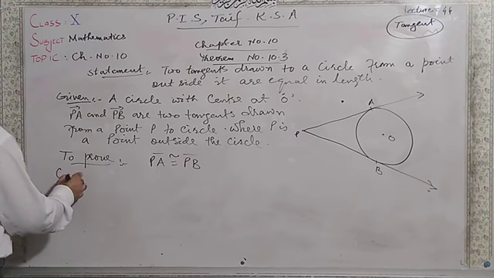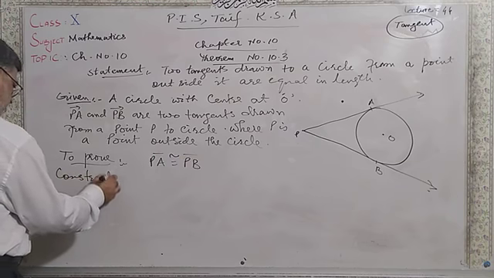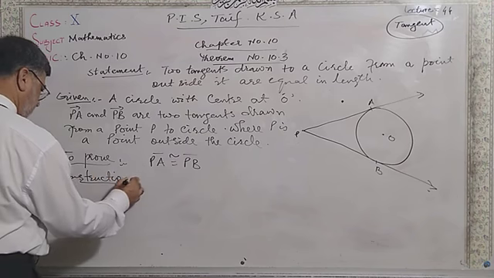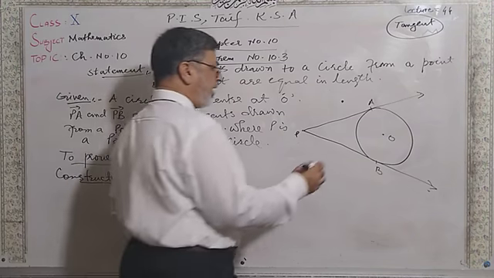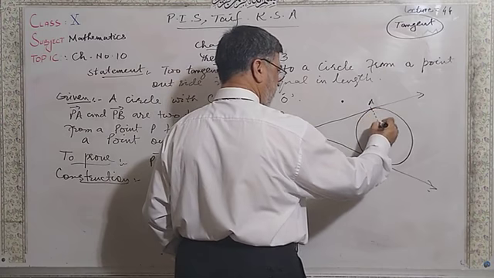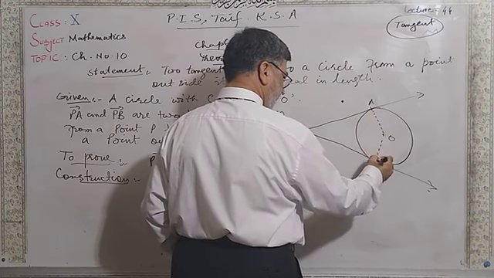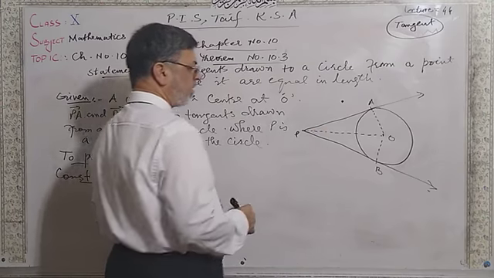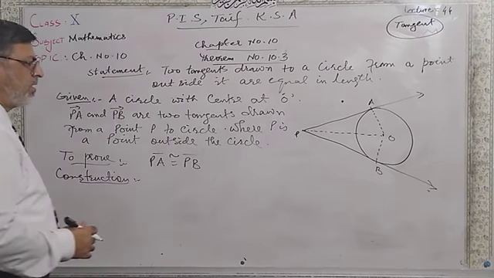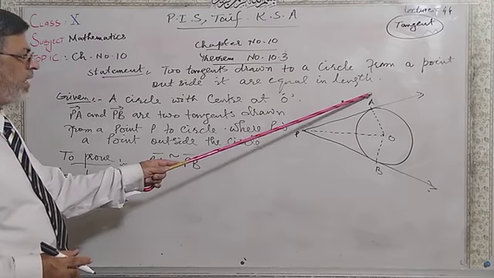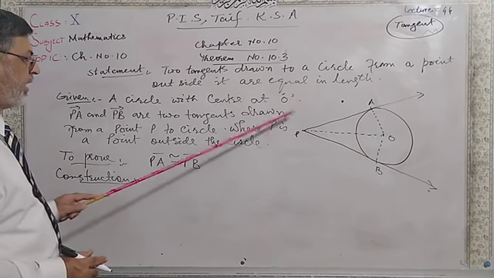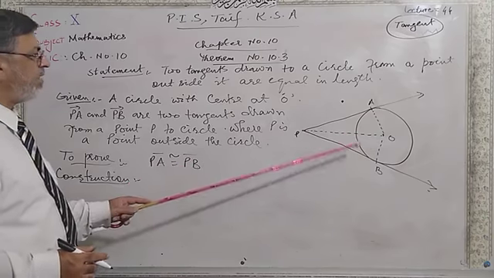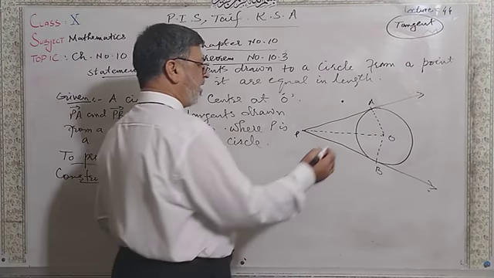Construction is: join O to A, O to B and O to P. In this way we can have two right angle triangles.